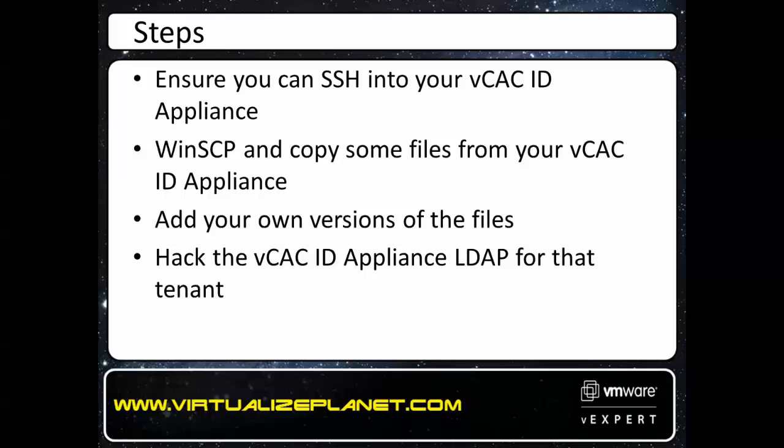The steps look like this, and I'm actually going to walk through these steps so you can see this firsthand. But the first thing we need to do is ensure that SSH is enabled on our VCAC ID appliance, and that's to give us the capability to use WinSCP so we can copy some files in and out of the ID appliance, and those files are going to be things like graphics files and style sheets. Eventually we're going to add our own files to the SSO appliance specifically for a tenant. And like I mentioned before, we're going to hack some additional files and the LDAP information for that specific tenant so we can get this modified look and feel.